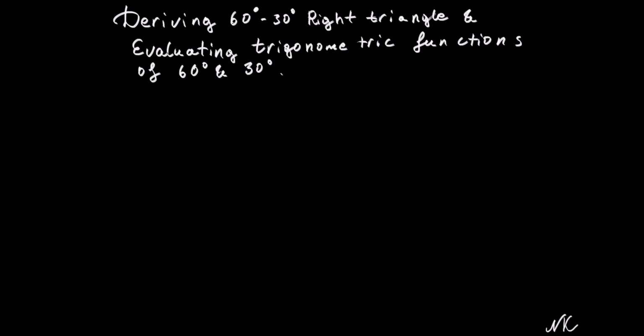Hello, in this video we will be deriving the 60-30 degree right triangle and evaluating trigonometric functions of 60 degrees and 30 degrees. Deriving the 60-30 degree right triangle begins with sketching an equilateral triangle, which means all sides and angles are congruent. So this would immediately create 60 degrees all around, 60, 60, 60, because it's the only way of splitting 180 degrees equally. So 180 divided by 3, we get 60 degrees all around.